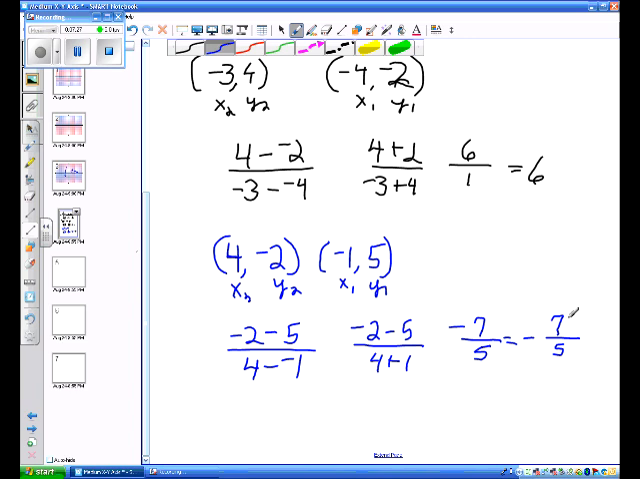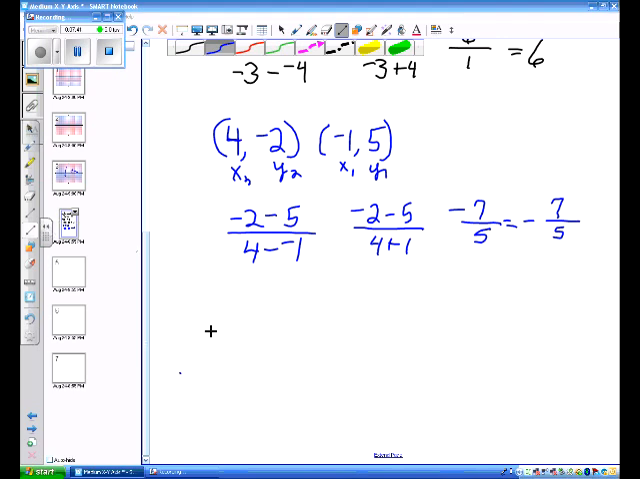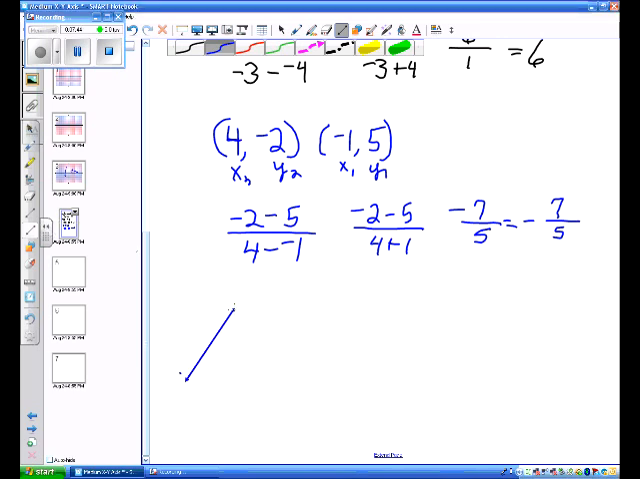So since our slope was negative, that meant we went down 7 units for every 5 units we went to the right. If you have a positive slope, your graph will be going up as you go to the right. If your slope is negative, your graph will be going down as you go to the right. And if your slope is 0, you're going to have a horizontal line. If your slope is undefined, you're going to have a vertical line. Now, those are things that you need to know just as you look.